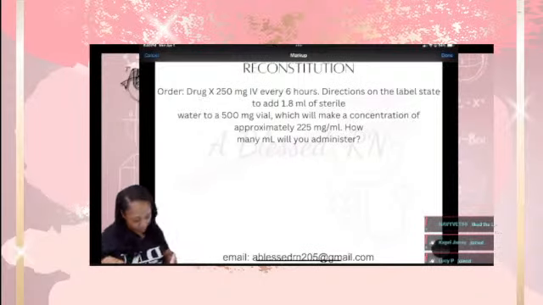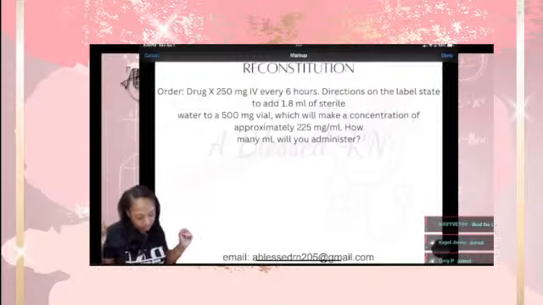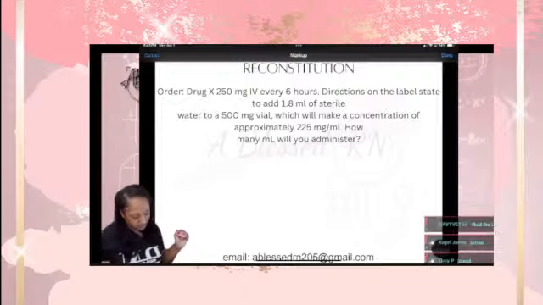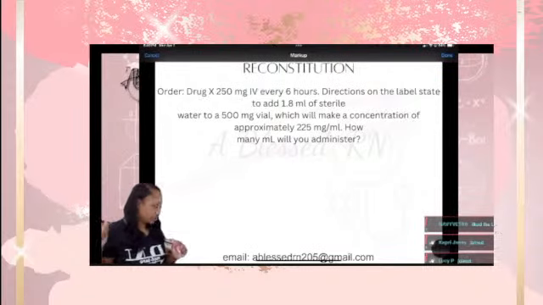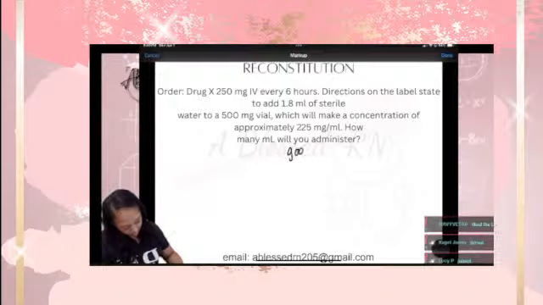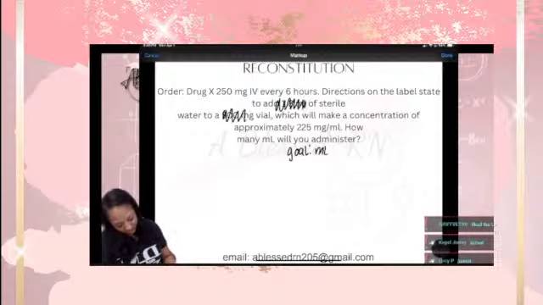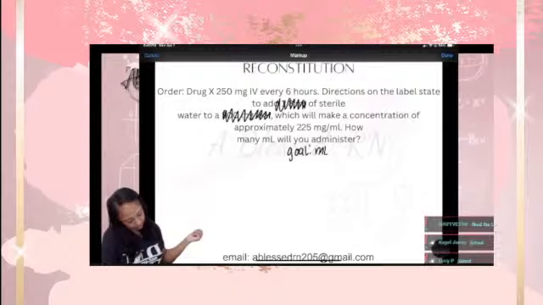Now we got that out the way. Drug X 250 IV every 6 hours. Direction on label state to add 1.8 milliliters of sterile water to a 500 milligram vial, which will make a concentration of approximately 225 milligrams per milliliter. How many milliliters will you administer? Okay, so our goal is milliliters. And we know that this is going to be fluff. This is going to be fluff. And then this is what we're going to use.